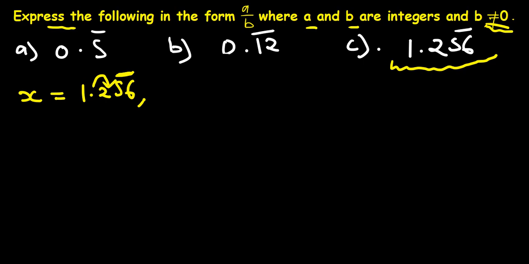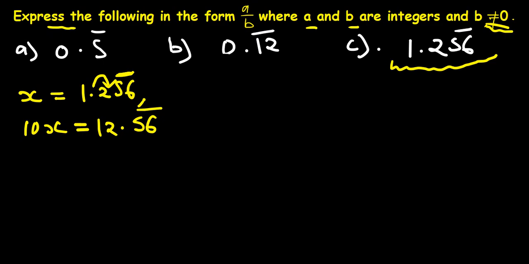So it will be 10x is equal to 12 point, and then the repeating part, which is 56, like that. So this is our 10x. It's the one that we are going to use in our subtraction, because it has the repeating part immediately after the decimal place. So how can we make another number such that after the decimal place we also have the repeating part?